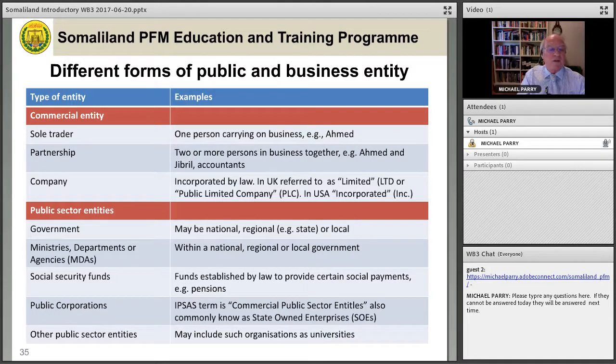And finally, you have other public sector entities such as universities, which will be part of the public sector, although their relationship with the government will vary from country and institution to institution.